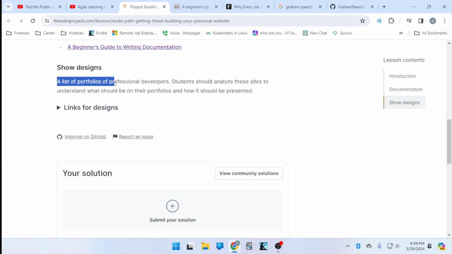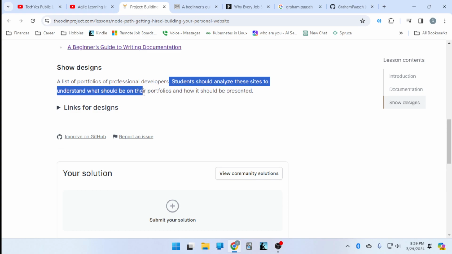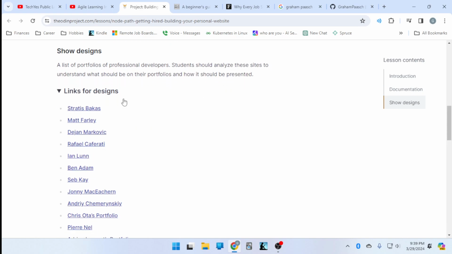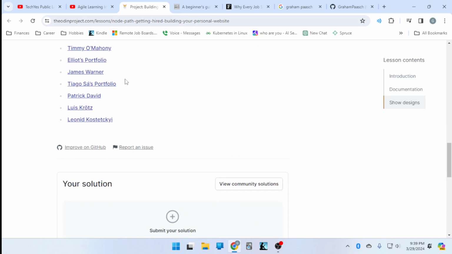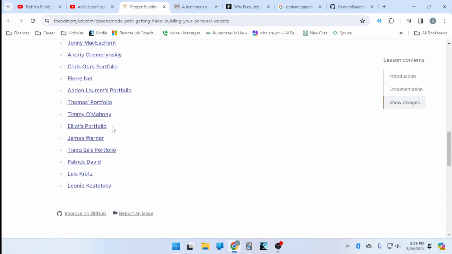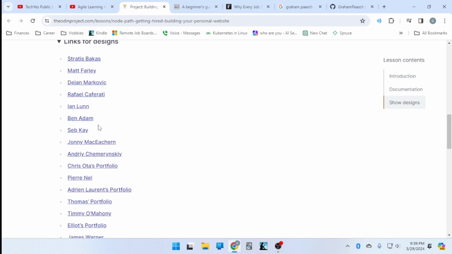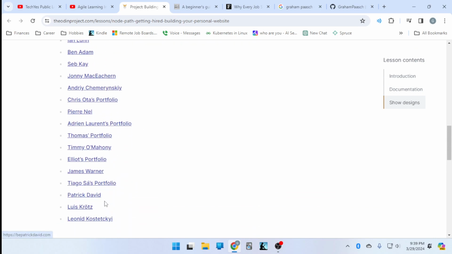So next section is Show Designs. A list of portfolios of professional developers. Students should analyze these sites to understand what should be on their portfolios and how it should be presented. And one thing that's really fun that I would recommend people do as well is to find bad examples of websites. I think it's really fun.